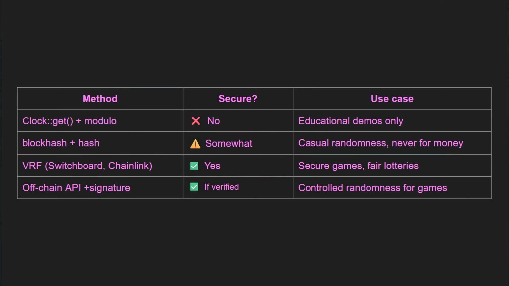As you can see from the table, the clock-based approach isn't safe for production. It's predictable and can be manipulated by malicious validators who have some influence over block timestamps. So if you're building a serious game, lottery, NFT raffle, or any contract where users could exploit randomness for profit, you should look into VRFs like Switchboard or off-chain randomness via secure signed instructions.